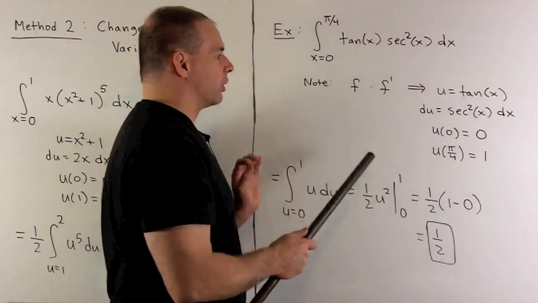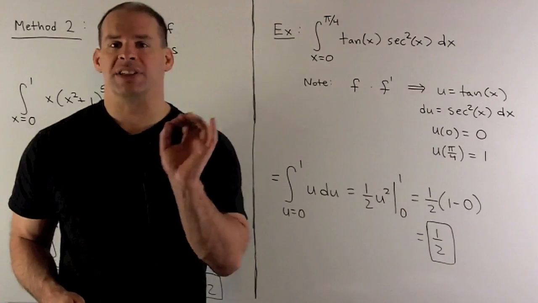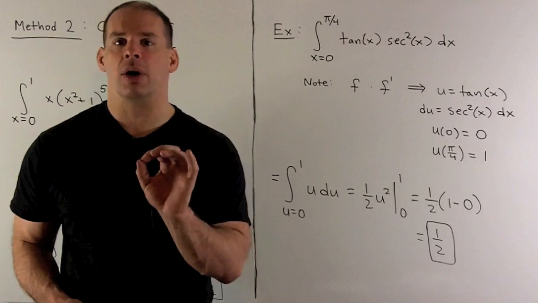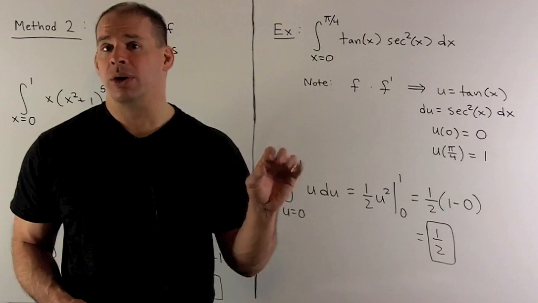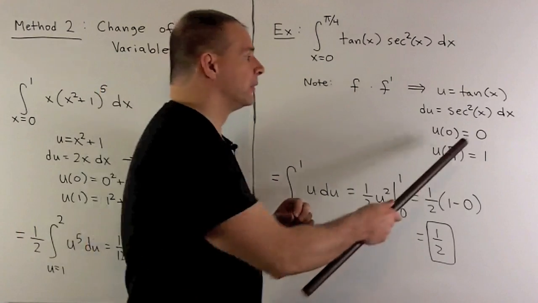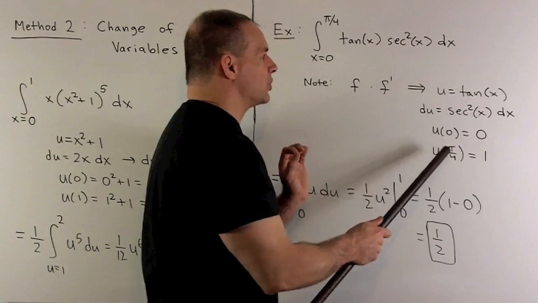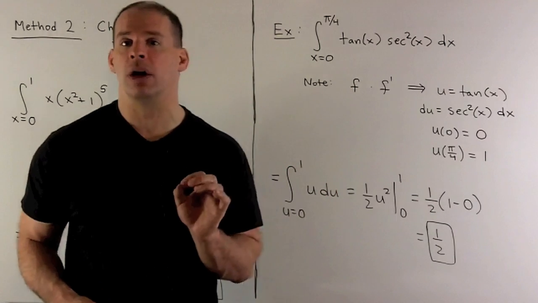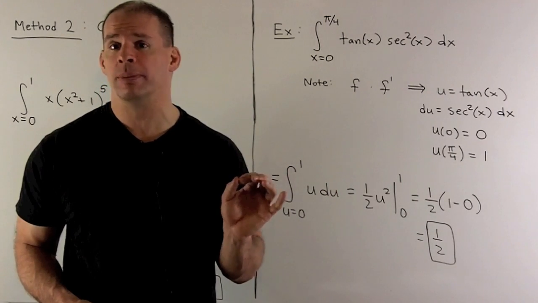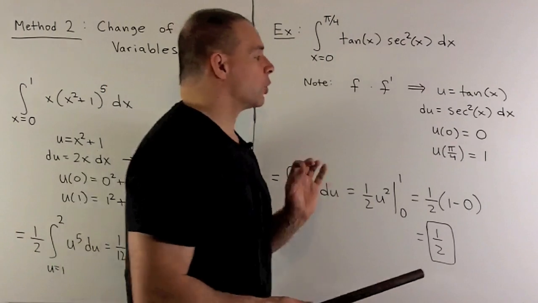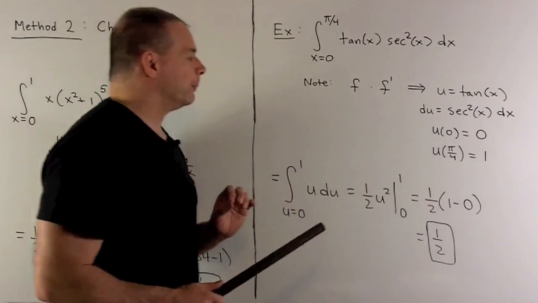So our first limit's 0. So I'll have u of 0 is equal to tan of 0. That's going to be sine over cosine, the sine of 0. Angle 0 is on the x-axis, the y value is 0, so that's equal to 0. Then for pi fourths, u of pi fourths is going to go to tan of pi over 4. Well, that's sine over cosine, and for pi over 4, they're equal, so we get a 1. So our new limits are a lower limit of 0 and an upper limit of 1.